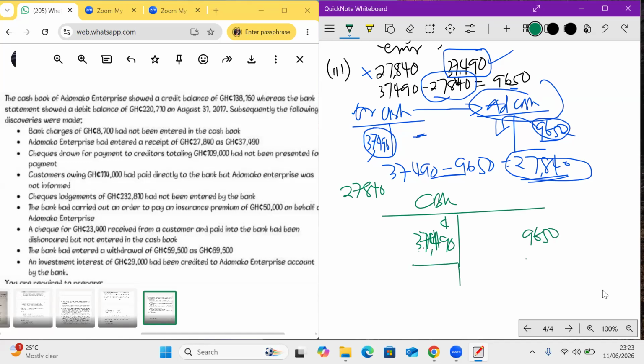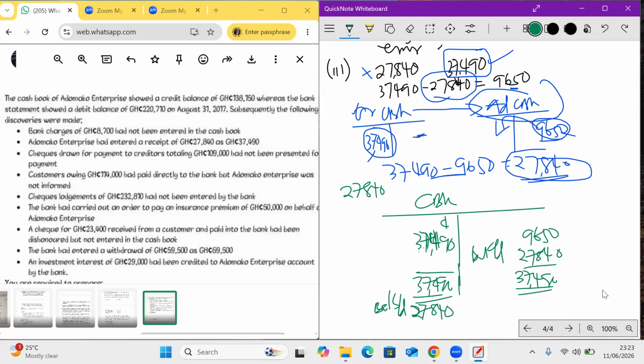The two sides, which one is greater? The debit side, 37,490. Then 37,490. So 37,490 minus 9,650, what do we have? 27,840. This is called balance carried down. In the opposite direction, balance brought down. What is it? 27,840. Are you good?